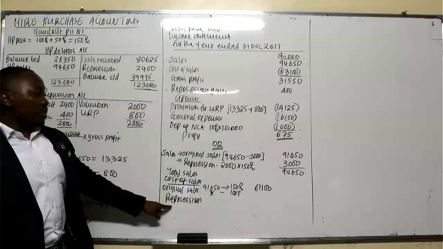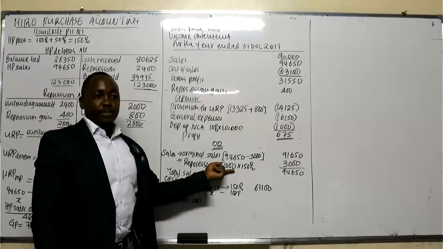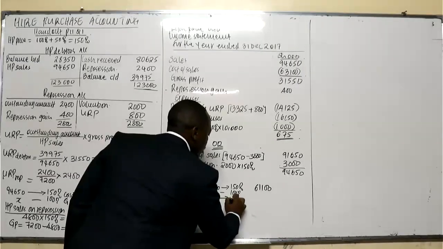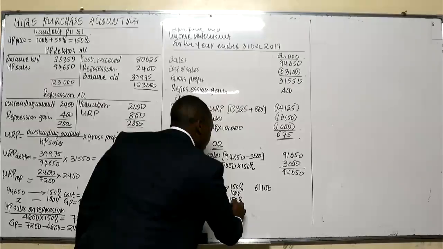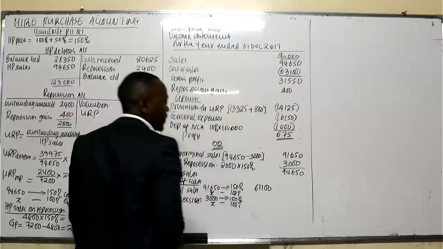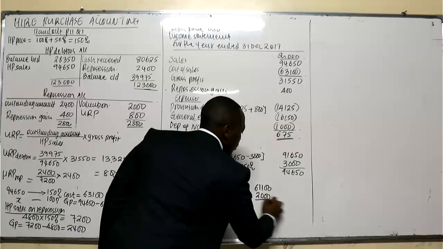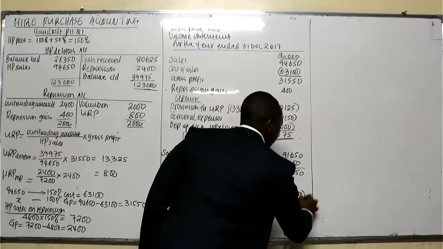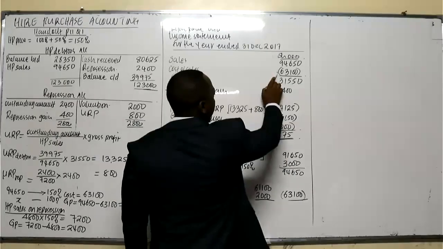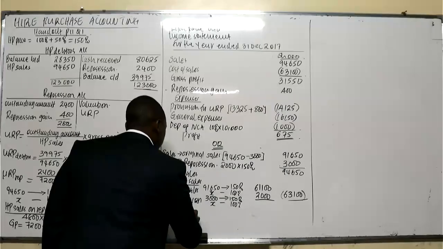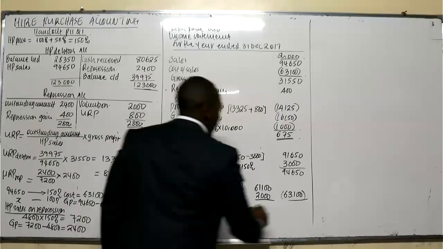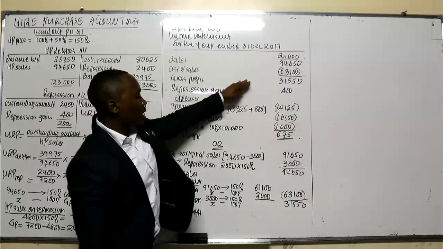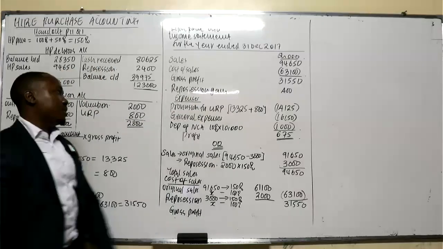Cost of sale on repossession. Now, this one will be the cost. Or you can argue that the repossessed sales was 3,000, which is equivalent to 150%. What about 100%? And 100% you get is an amount of 2,000. And the total cost of sale now will be 63,100. And that's what we handle. And the gross profit was an amount of 31,550. Then from there you can factor in other items, repossession gain, and the expenses.